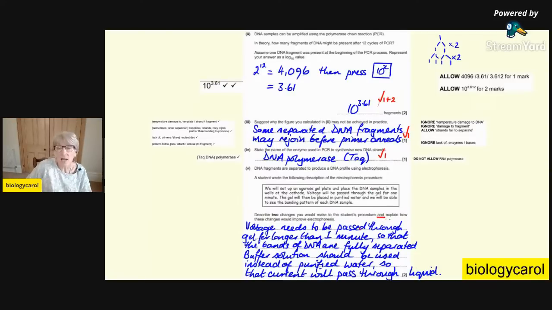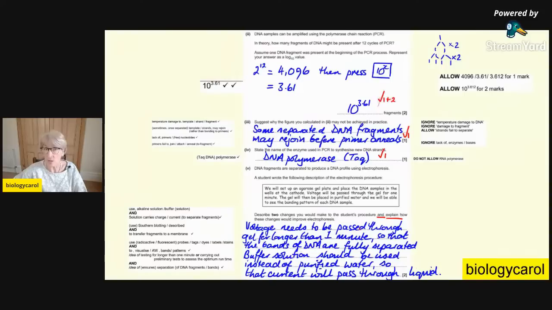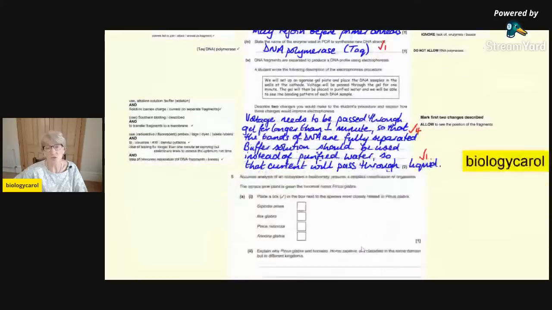Notice here it says explain. Don't just describe the changes. I'd use a longer time, and I'd use buffer instead of purified water, because you haven't finished. This is only 2 marks. You have to nail the explanation for each thing to get each one of the marks. Quite hard marks to get. So here is where I got the marks. I started off down here, longer than a minute to ensure the separation, and then about the buffer solution as well.